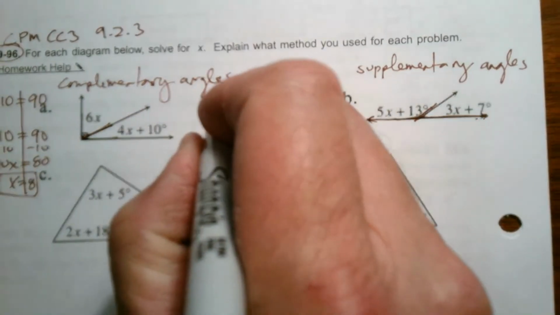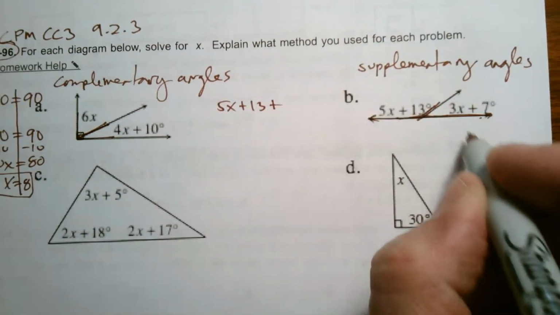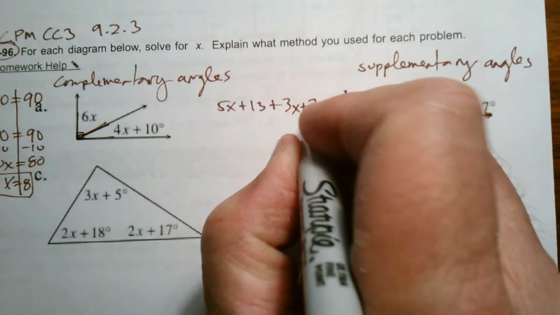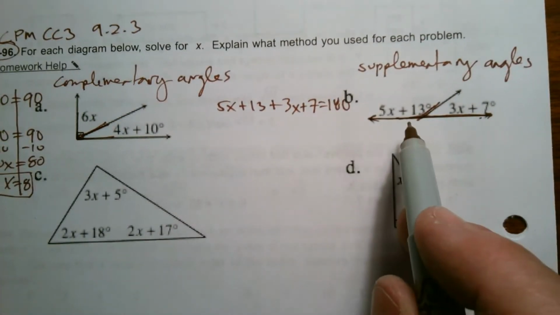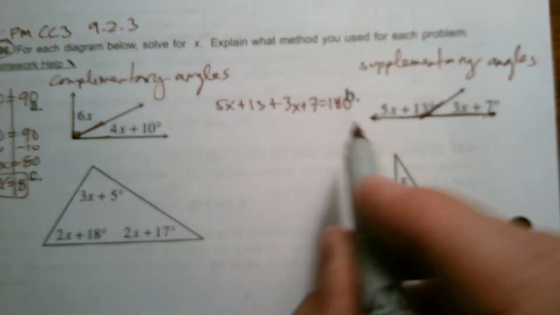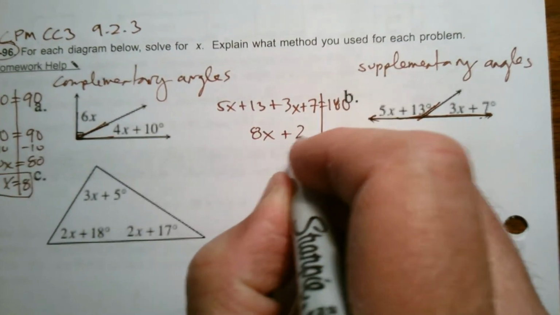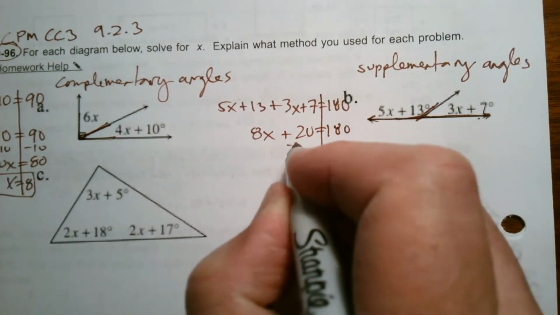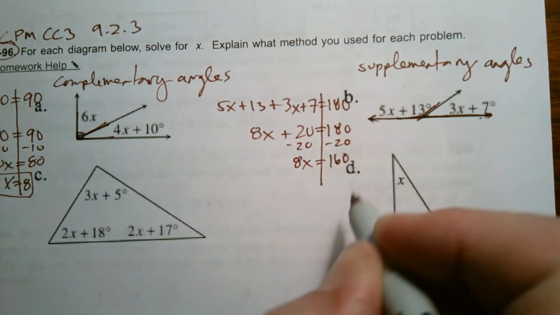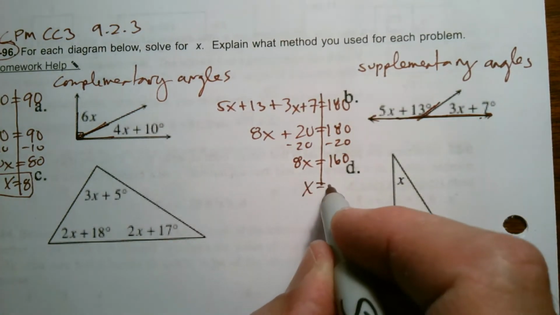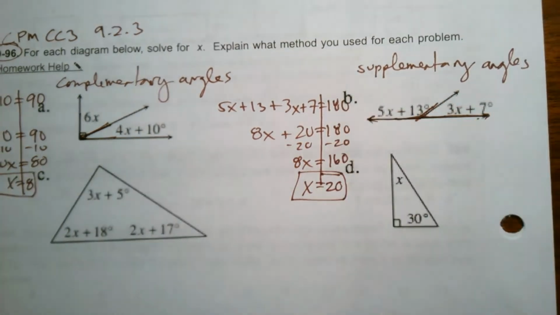So you would say 5x plus 13 plus 3x plus 7 is equal to 180. That's the equation I have: this angle plus that angle equals 180. I can clean that up. Combine like terms, I get 8x plus 20 equals 180. Subtract 20 from both sides, 8x is equal to 160. Divide by 8, x is going to equal 20. So for part B, x is 20.